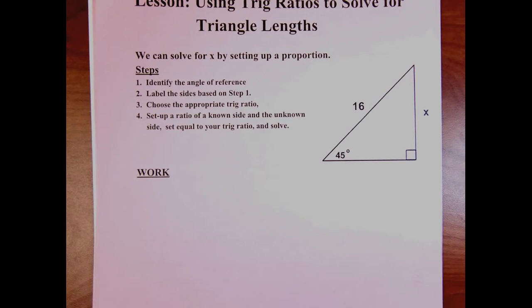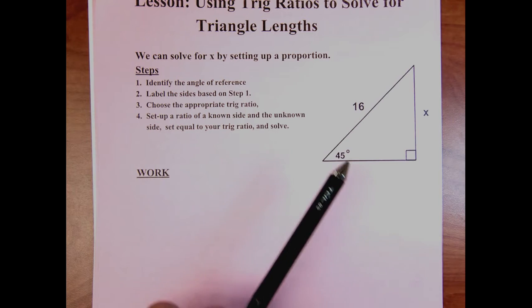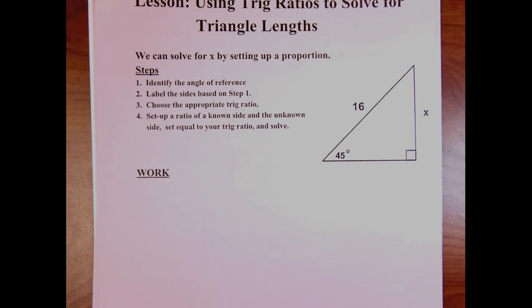All right, Victory students, we are now going to see the purpose and the use and the functionality of trig ratios. To do so, we're going to show you how to solve for missing side lengths of a triangle, if we know it's a right triangle, we're given one of the sides, and we know one of the other angles. So first of all, you need to identify your angle of reference.